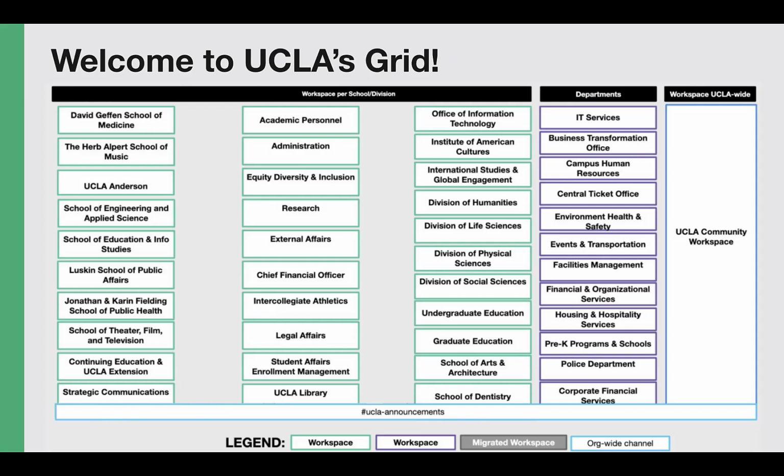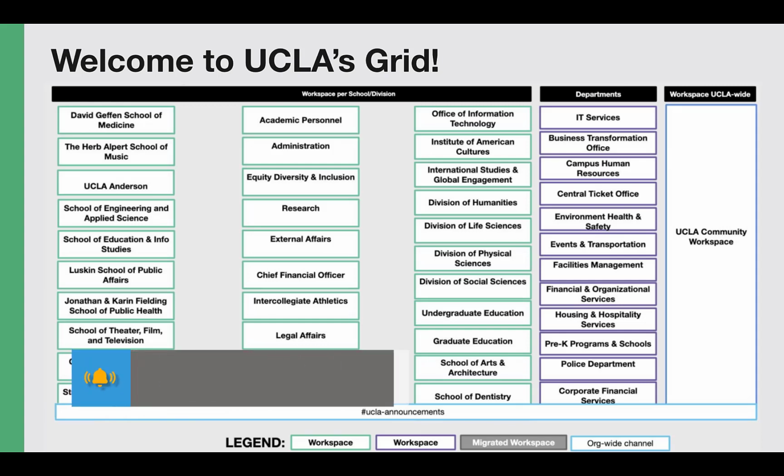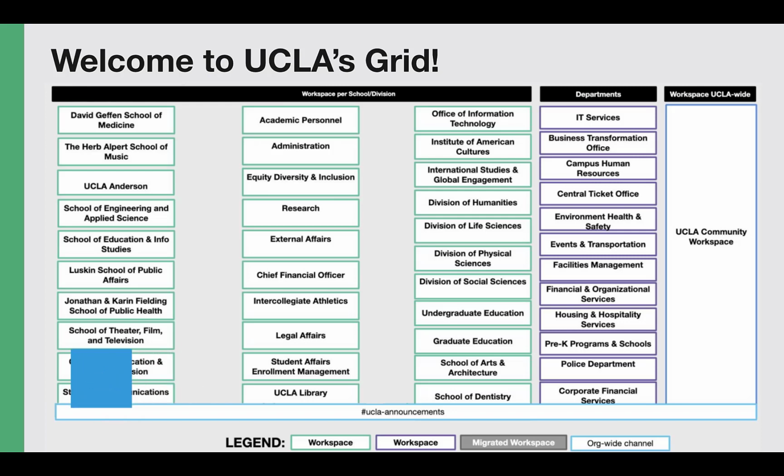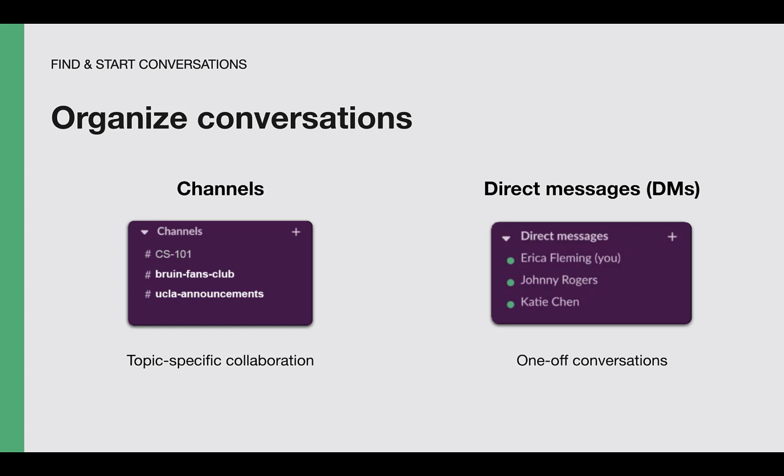Let's take a look at some of the other workspaces you'll find on the grid. Everyone at UCLA is automatically assigned to the UCLA Community Workspace. While the expectation is that most users will only belong to one additional workspace, if you want or need to join others, you can.